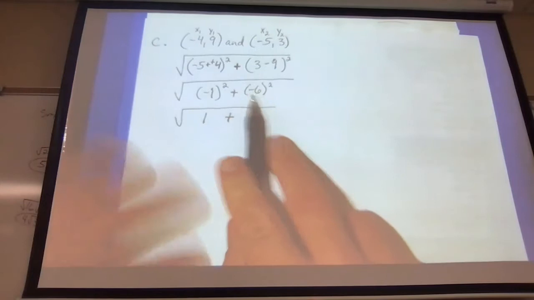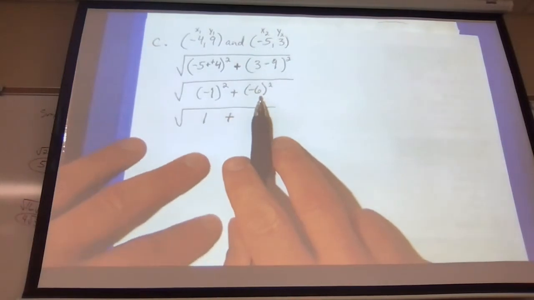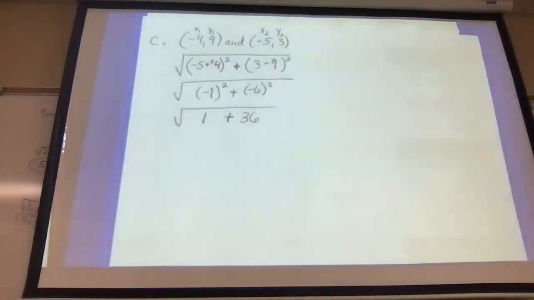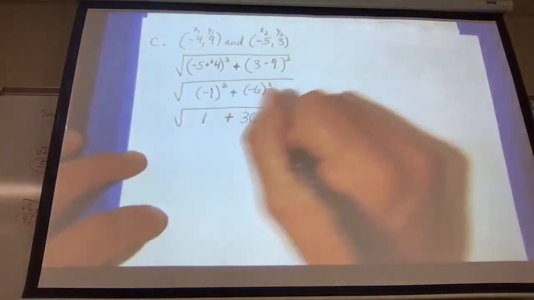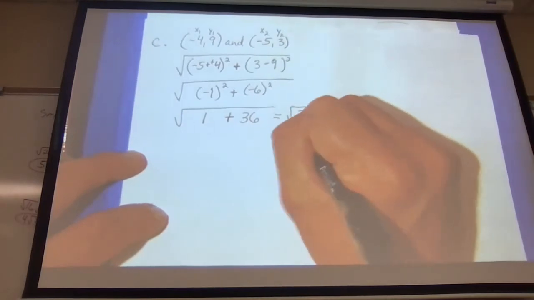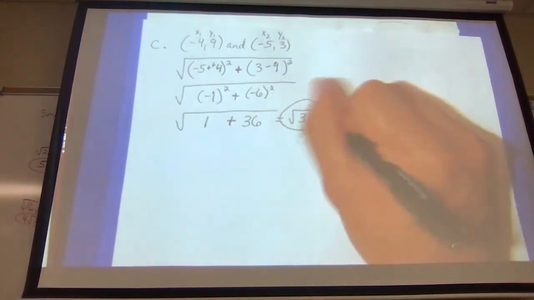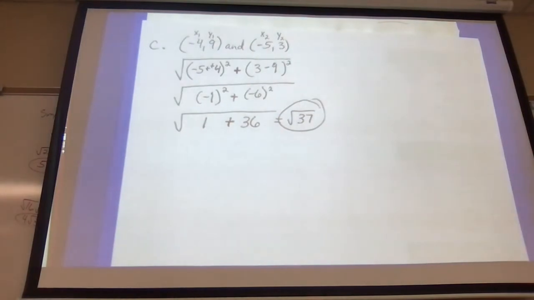How about -6 squared? 36. Yeah. -6 times -6. Negative times negative is positive. 6 times 6 is 36. That adds up to the square root of 37. Is there a perfect square that's a factor of 37? Nope, there's not. So this one is all the further we're going to go.